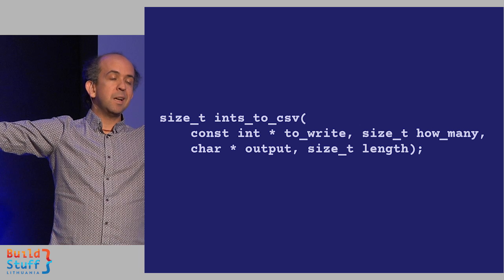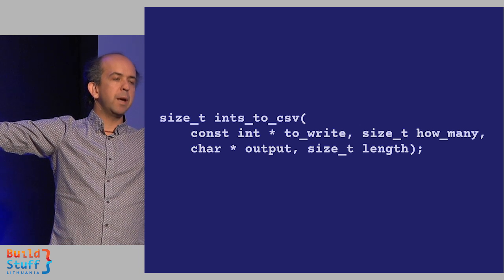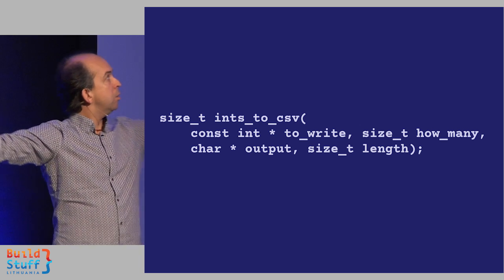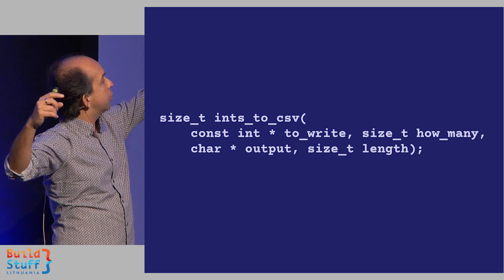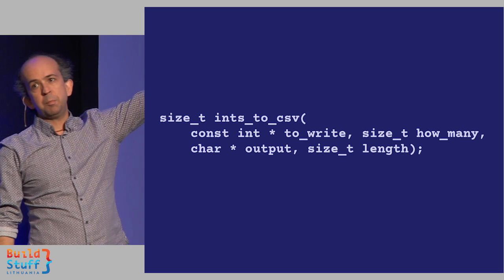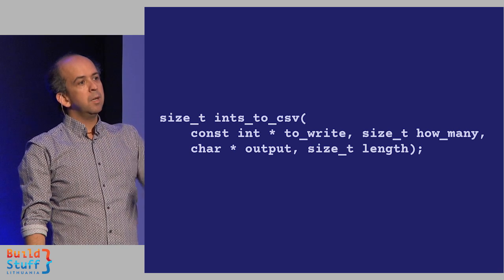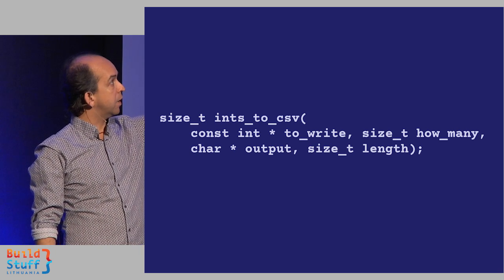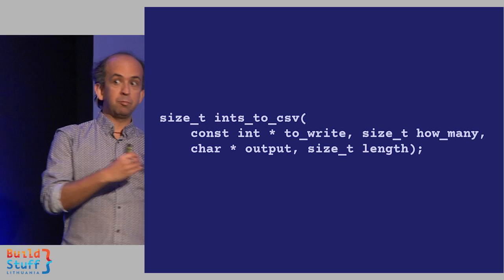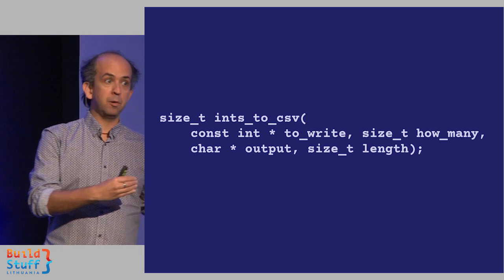Because obviously with C, you have to tell it how many elements there are in an array. It's stupid enough not to know, for certain reasons, for good history. And then we're going to write to an output. We're basically going to write a string, a sequence of characters starting at output, but no longer than length. It would be really good to not overrun that buffer either.